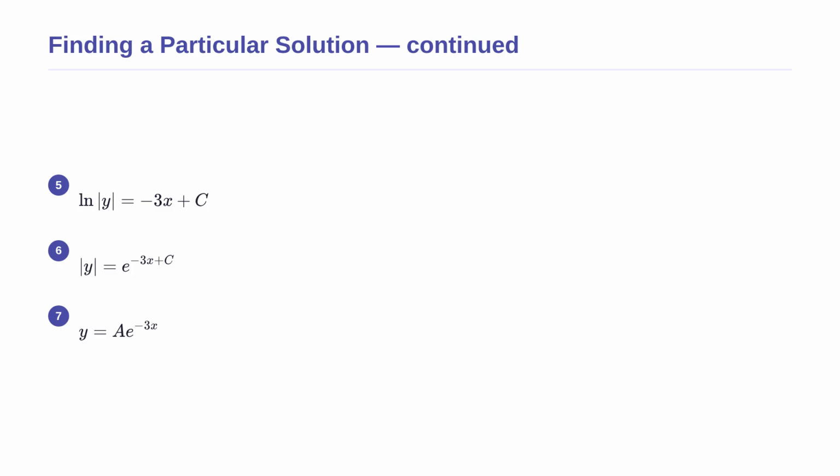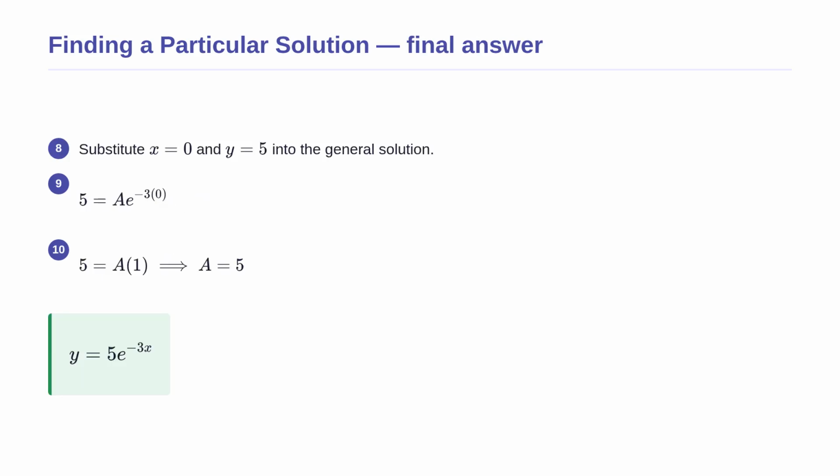But we are not done yet. To finish the problem, we use our initial condition. We substitute 5 for y and 0 for x into our general solution. This represents the exact moment the process started. Any non-zero number raised to the power of 0 is exactly 1, which leaves us with a equals 5. We have successfully found the exact value of our unknown constant.